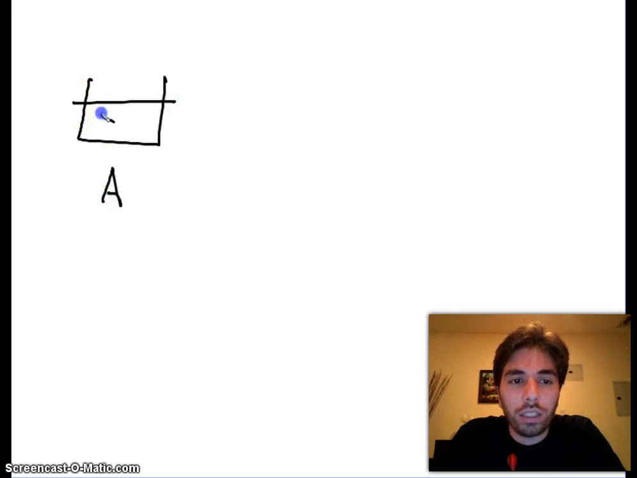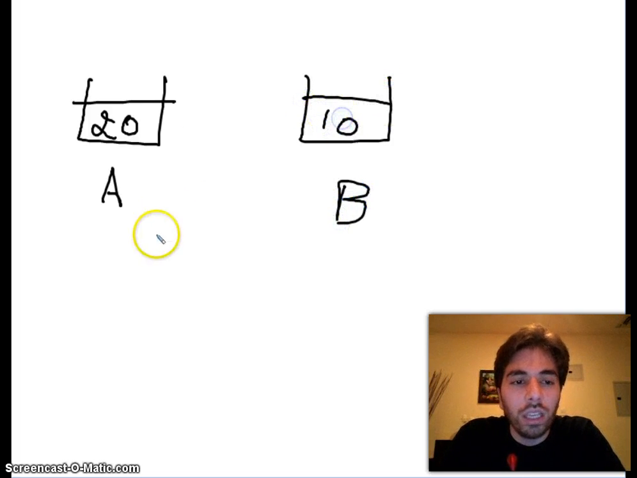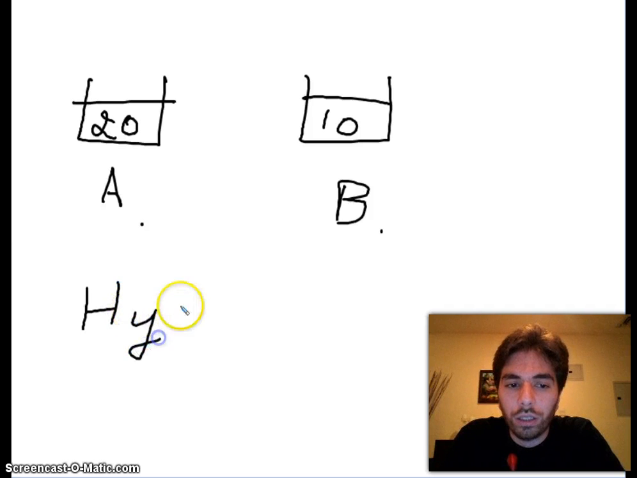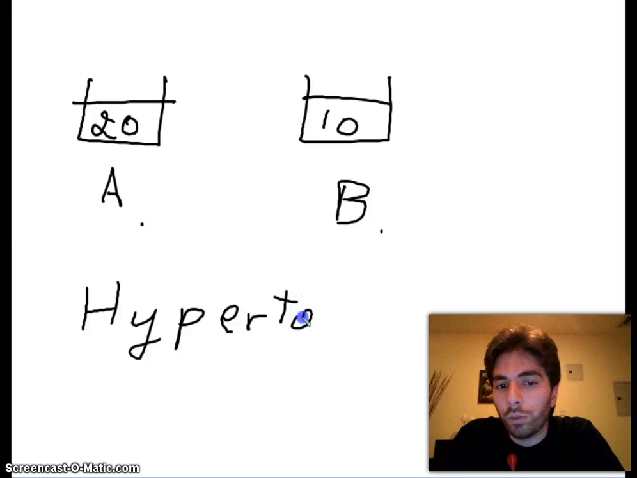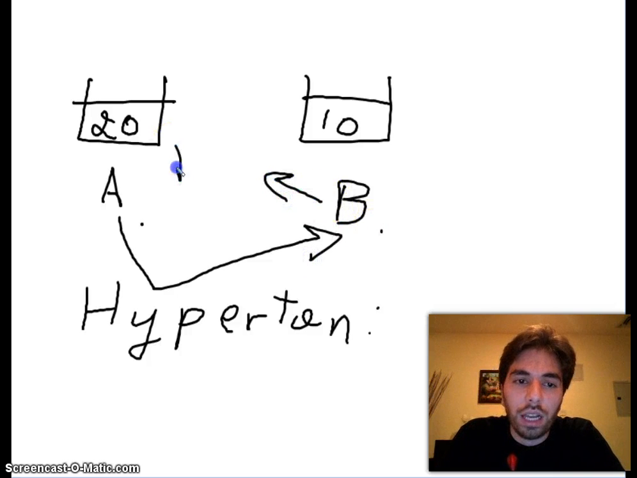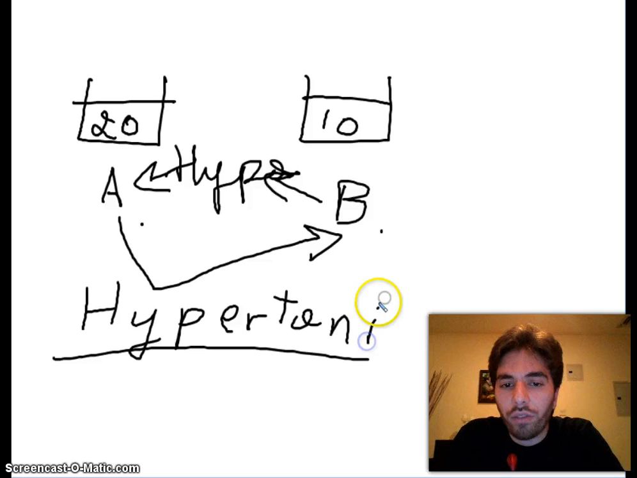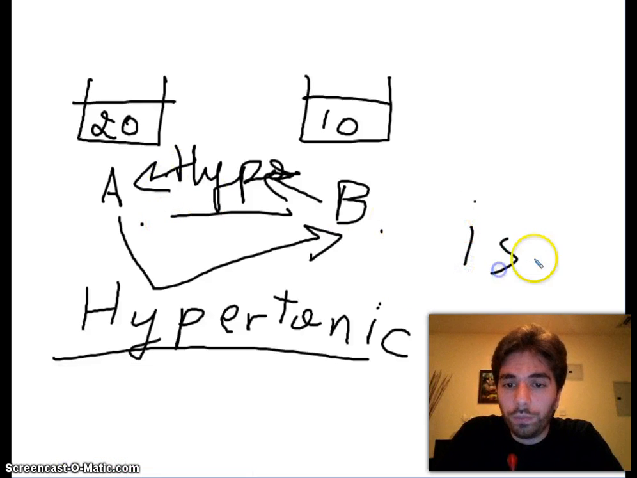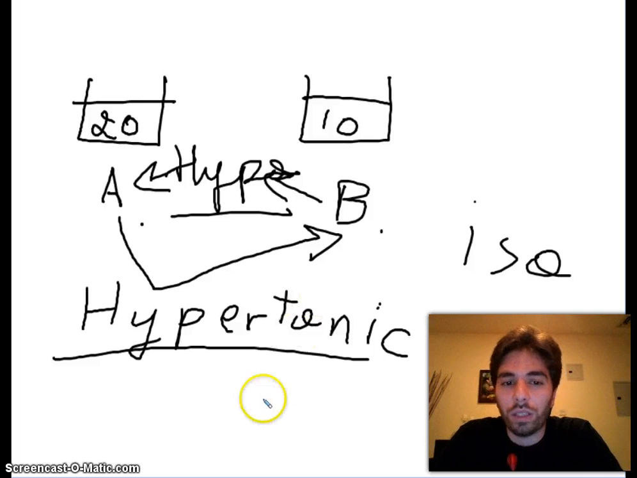Now we get to three main terms. So let's say I have solution A, which has 20% solute, and solution B, which has 10% solute. Solution A has more concentration than solution B. So I say that solution A is hypertonic to B. Okay, so A is hypertonic to B, but B is hypotonic to A. So the word hypertonic means having more solute, hypotonic less solute, and the word isotonic will mean having the same amount of solute.